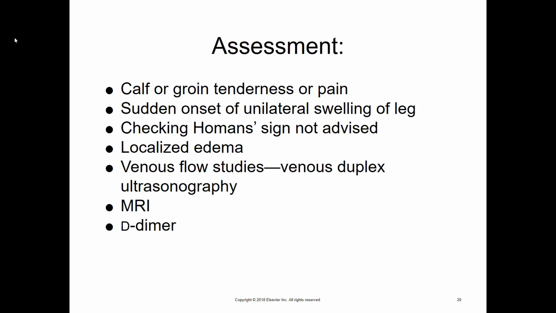So what are you going to see in your patients if they come in with a blood clot? They may be symptomatic or they may be asymptomatic, but the classic signs of a blood clot are calf or groin tenderness or pain. They have the sudden onset of unilateral swelling of a leg, so that's just going to be one side. In the past, we have checked for a Homan sign.